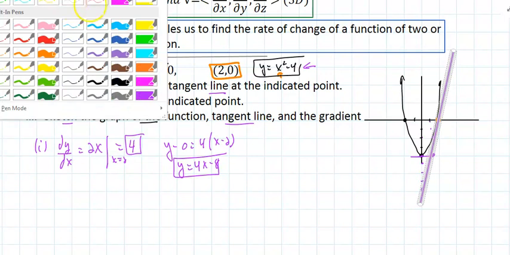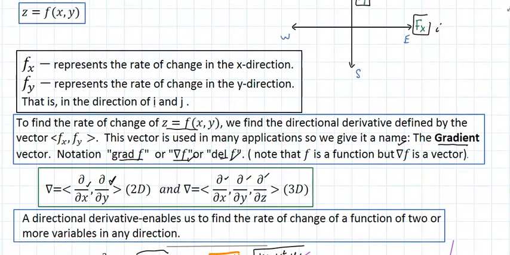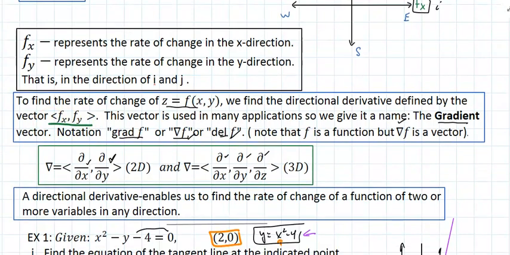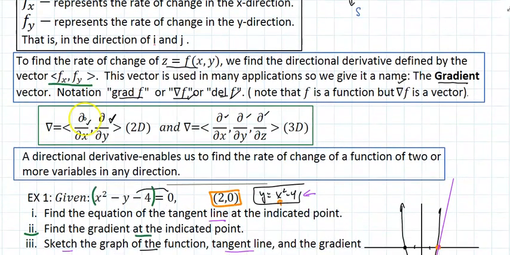So this is stuff that we already know, nothing new. Now comes the new stuff. Find the gradient. So how do you find the gradient? The gradient function is simply the partial derivative with respect to x applied on this, that would be 2x, and the partial derivative of this function with respect to y. The partial with respect to x, that's f sub x, f sub y. And if it was 3 dimensions, f sub x, y, and z.